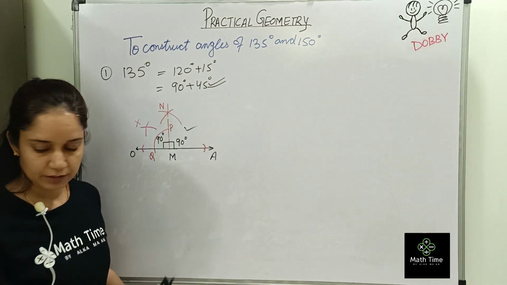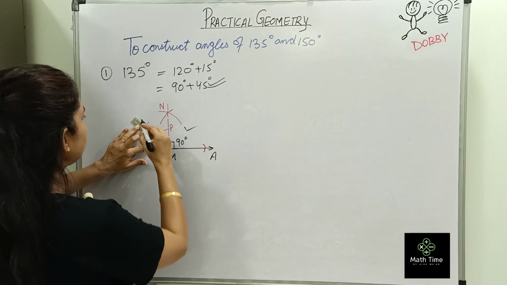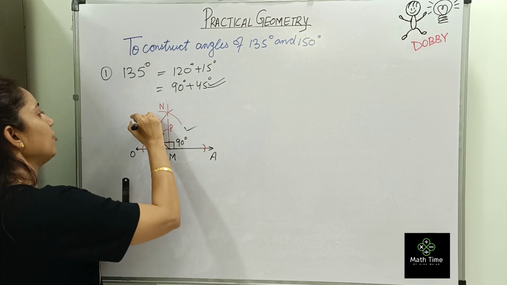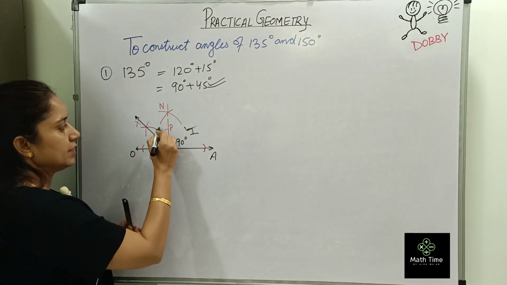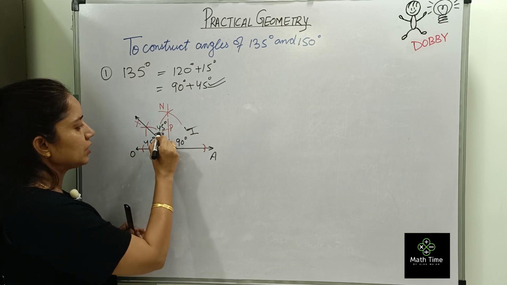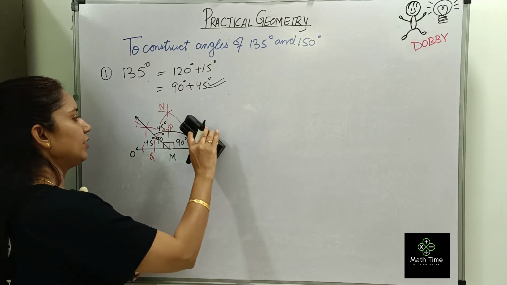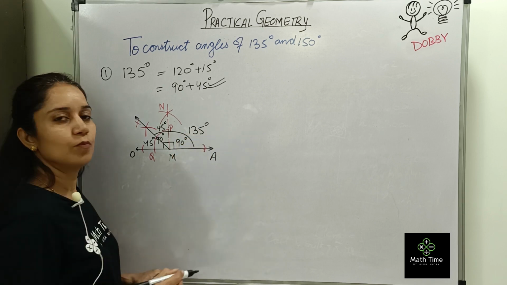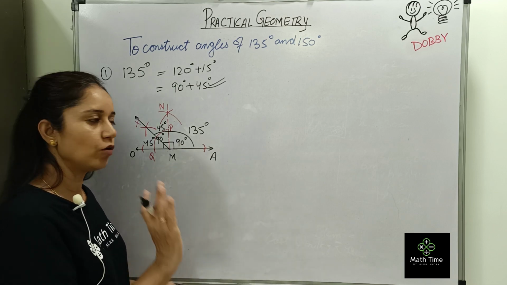Join MX. Now this is our final construction. I have made it with a bold line. First, this is 90 degree. Second, this side we got 45 degree each. So 90 plus 45 together gives us 135 degree. So this is our required angle of 135 degree. Please try it one time, two times, you will get it very nicely in one go.